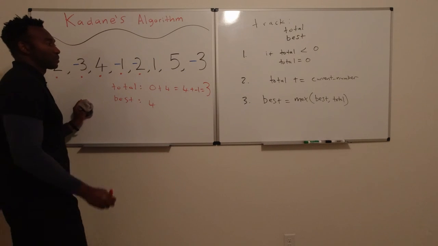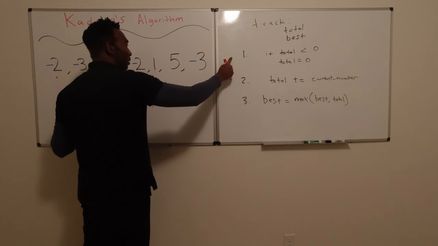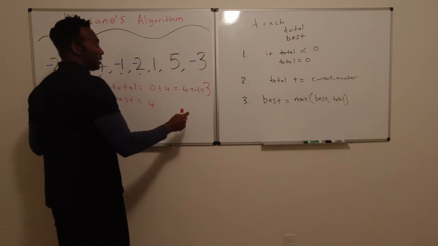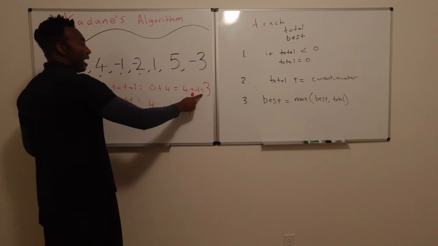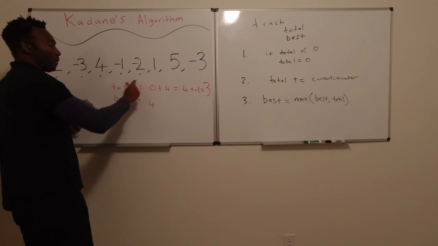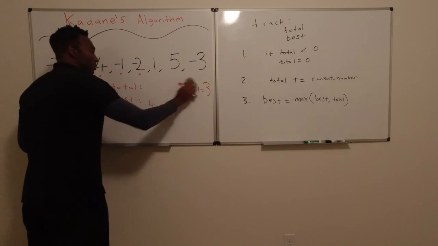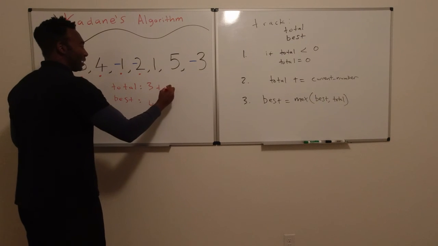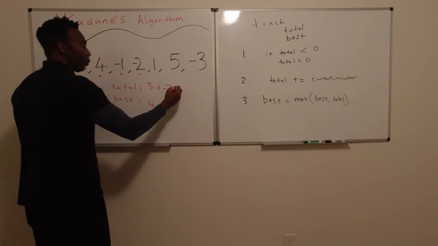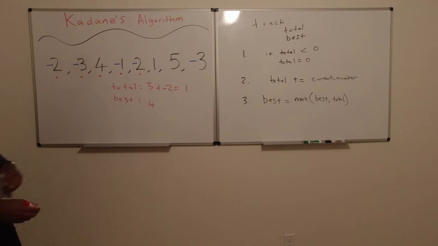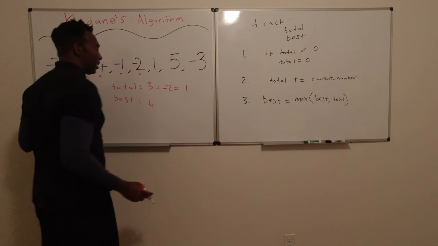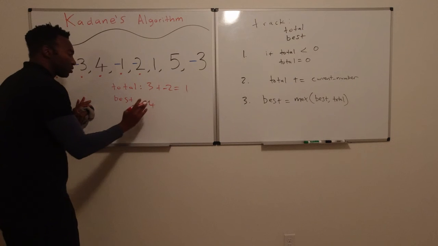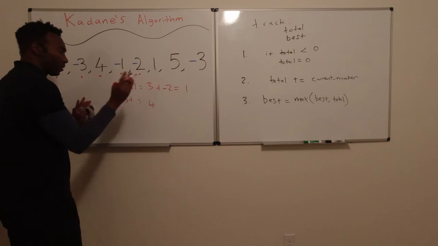We have a negative 2. Is the total negative? It's not. Therefore, we can keep this as what we have. Step 2 says you want to take the total, which is 3, and then add that to our current number, which is negative 2. And I need more space, so let me erase this. We're going to have 3 plus negative 2, which is going to give us 1. Step 3 says you want to take the max between your best, which is 4, and 1. 4 is larger, therefore your best is going to stay 4.